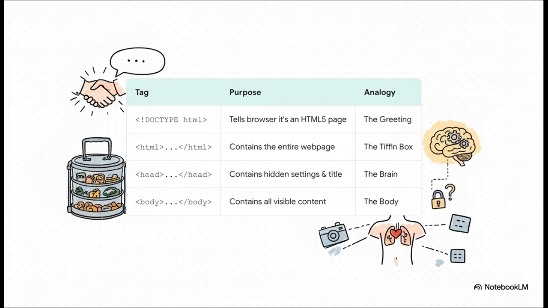Inside that box, you have two main sections. The head, which is like the brain. It holds all the behind-the-scenes info, like the page title. And then you have the body. That's everything you can actually see. The text, the images, the videos, the body of the page.